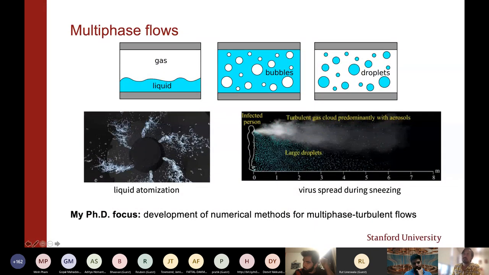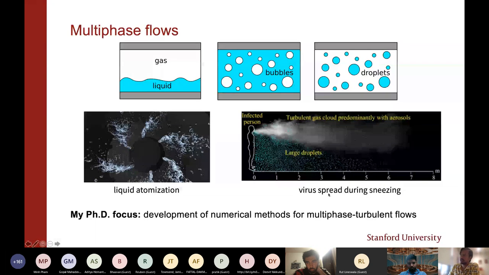CFD is not just about fluid mechanics, and it's not all about turbulence or aerospace applications. Multiphase flows are one of the emerging fields. If you look anywhere, multiphase flows are natural. It's when you have two different fluids in the domain, say gas and liquid. Bubbles are when you have a lighter fluid inside and a dense fluid outside, like air bubbles in water, and droplets are like water droplets suspended in air. Some of the applications are liquid atomization. Here you have a swirling injector, fuel injection in a gas turbine, which you need to optimize for better fuel efficiency and emissions.